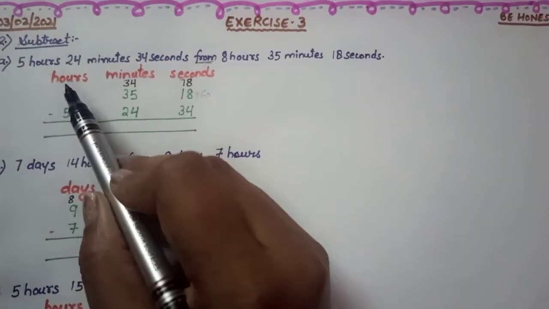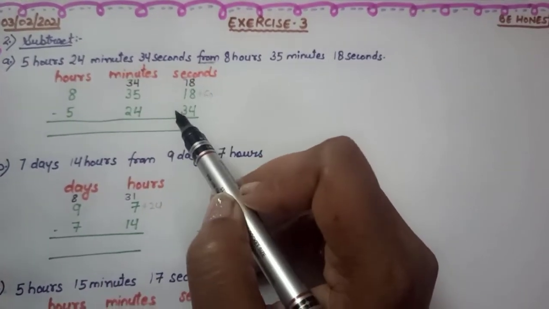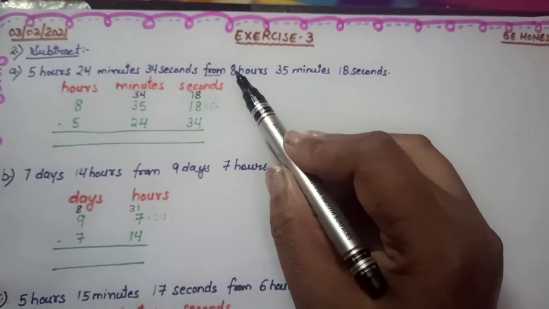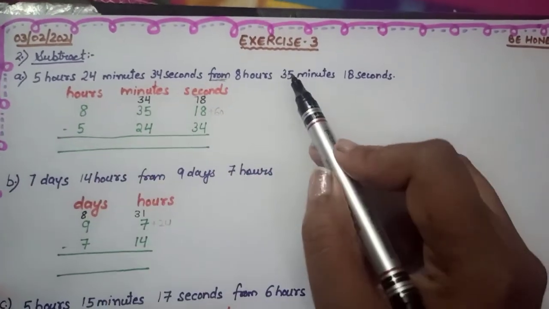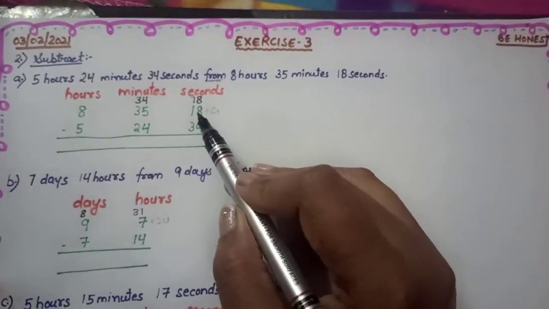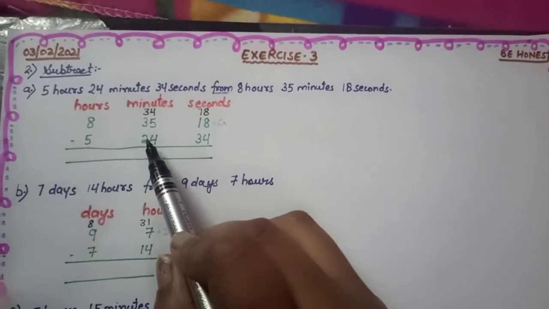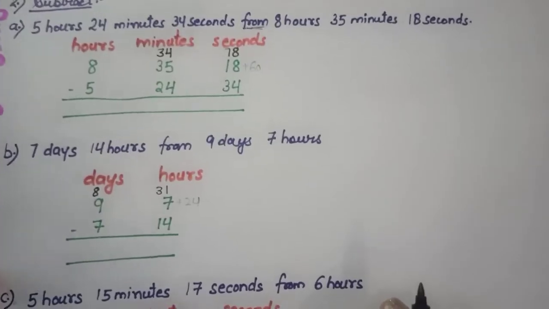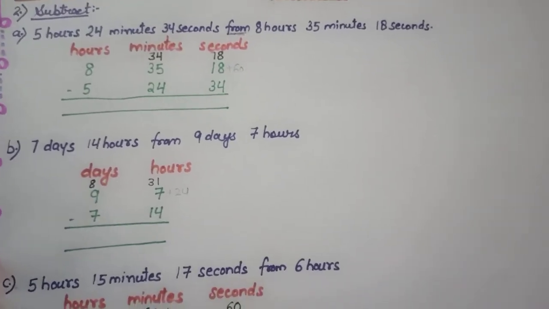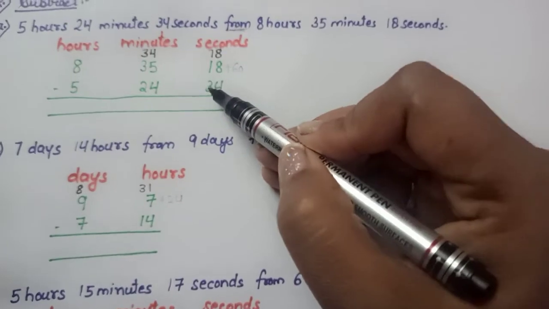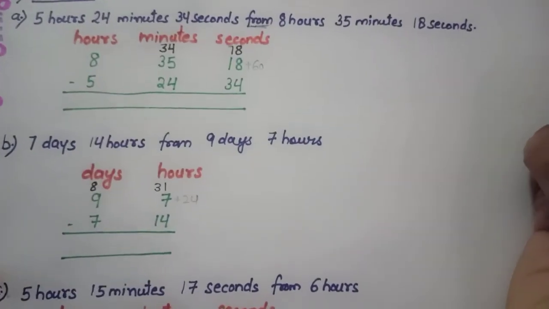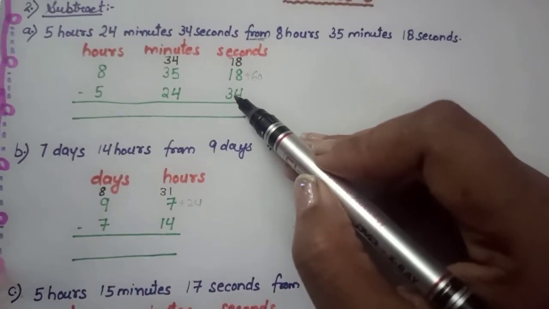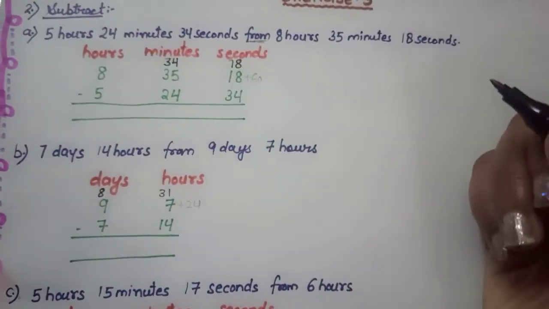Now first of all, let us arrange our hours, minutes and seconds accordingly. First of all, I have to write this one: 8 hours 35 minutes and 18 seconds, and 5 hours 24 minutes and 34 seconds. Now let us check whether I can subtract this 34 from this 18. And the answer is no, I cannot subtract 34 from 18.